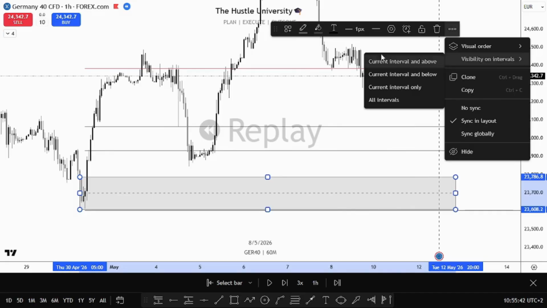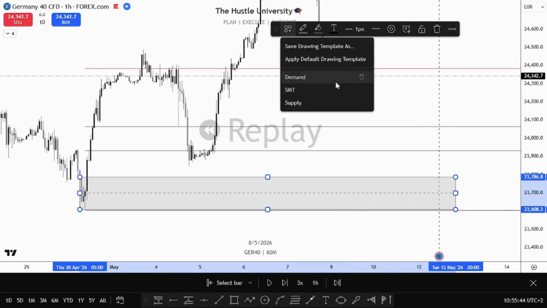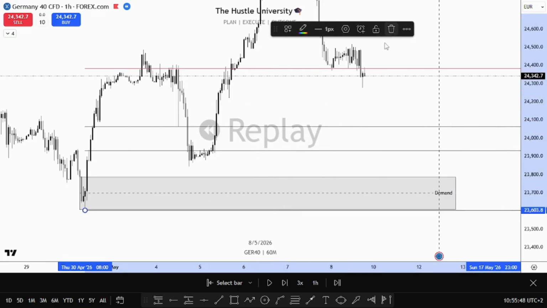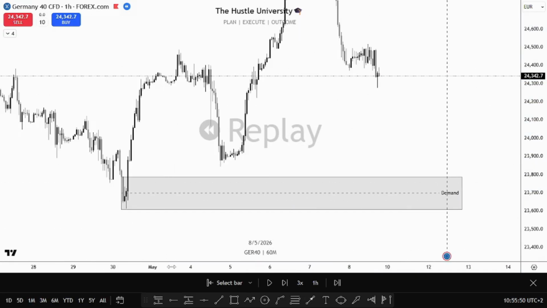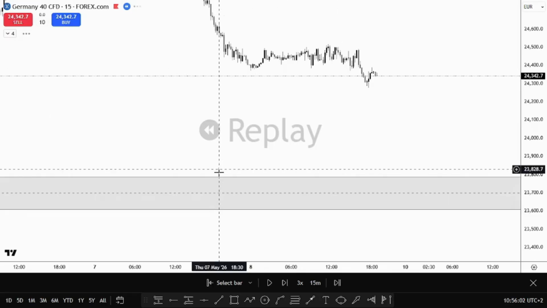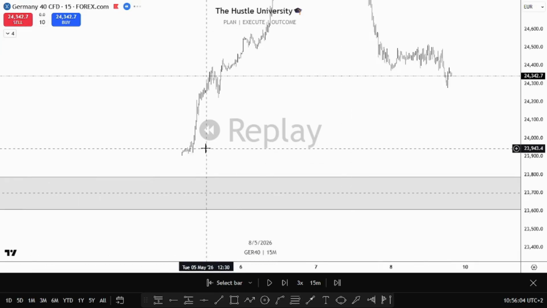This area, basically I'll call this a demand. This will be the demand. So I'm just gonna delete the Fibonacci. So we're gonna have this area. We can clearly go down to the likes of, since we're on the 1 hour, we can go down to the 15 minute just to also get a clear view of how the chart is looking like.